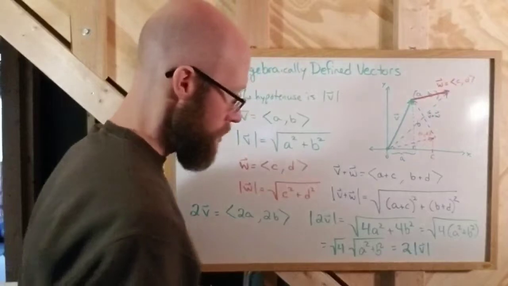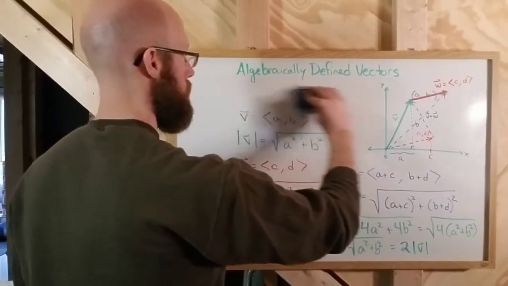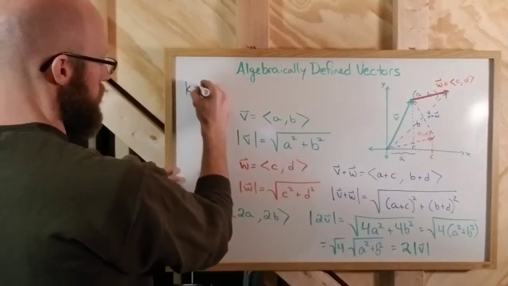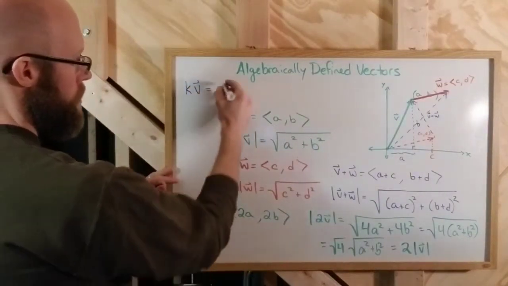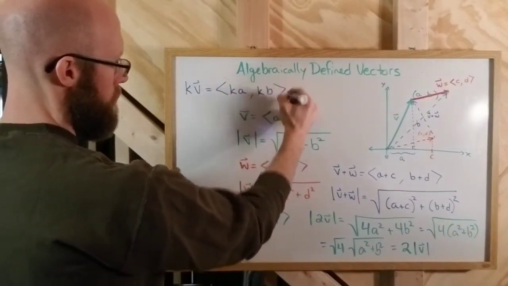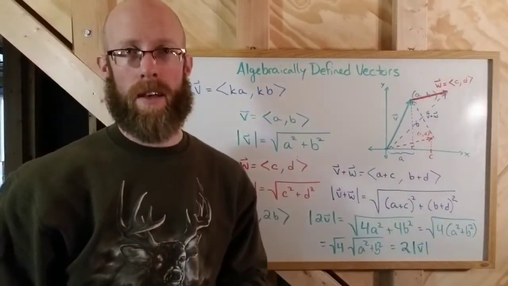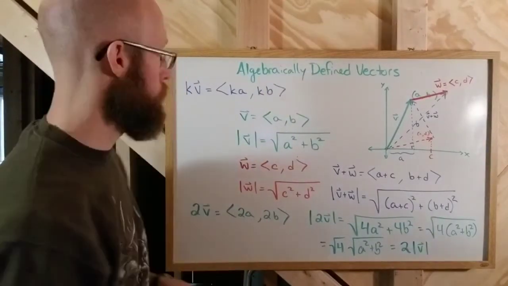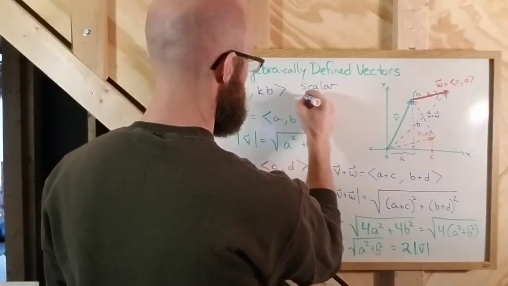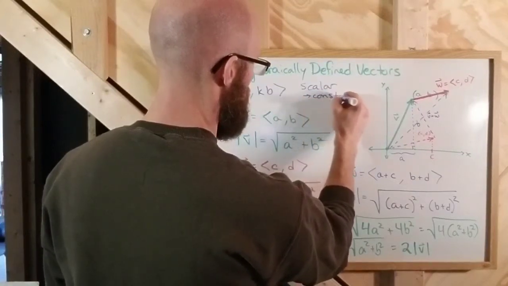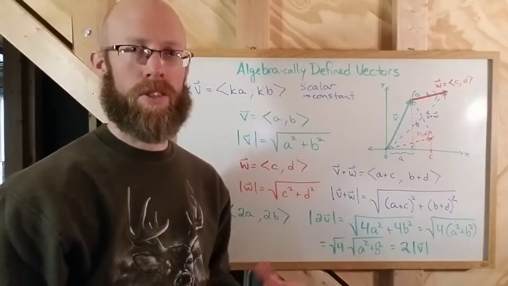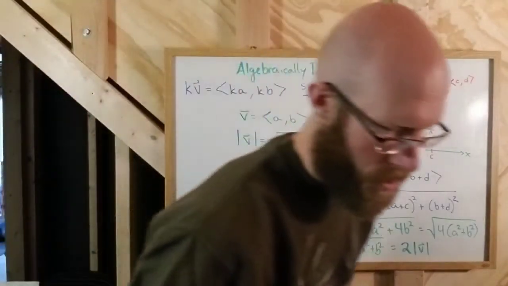But you can do that for any vector. So as a general rule, if I have any constant, I'll use the letter k, multiplied by a vector, then you multiply each of the components of that vector by that scalar k, or constant. Okay? When I use the word scalar, it means constant. They're interchangeable words. It just means a number, right? They're interchangeable terms there. Okay.